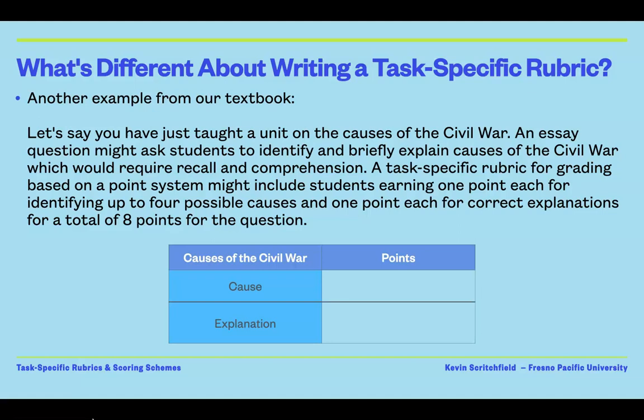Literally, you could score this in an extremely basic rubric, to where as you're reading their response, you're basically doing just a tally mark scoring process here. If they only came up with 3 causes and 3 explanations, then of course their total is only 6 points. So this is a very basic example of looking at a scoring process for a task-specific rubric.